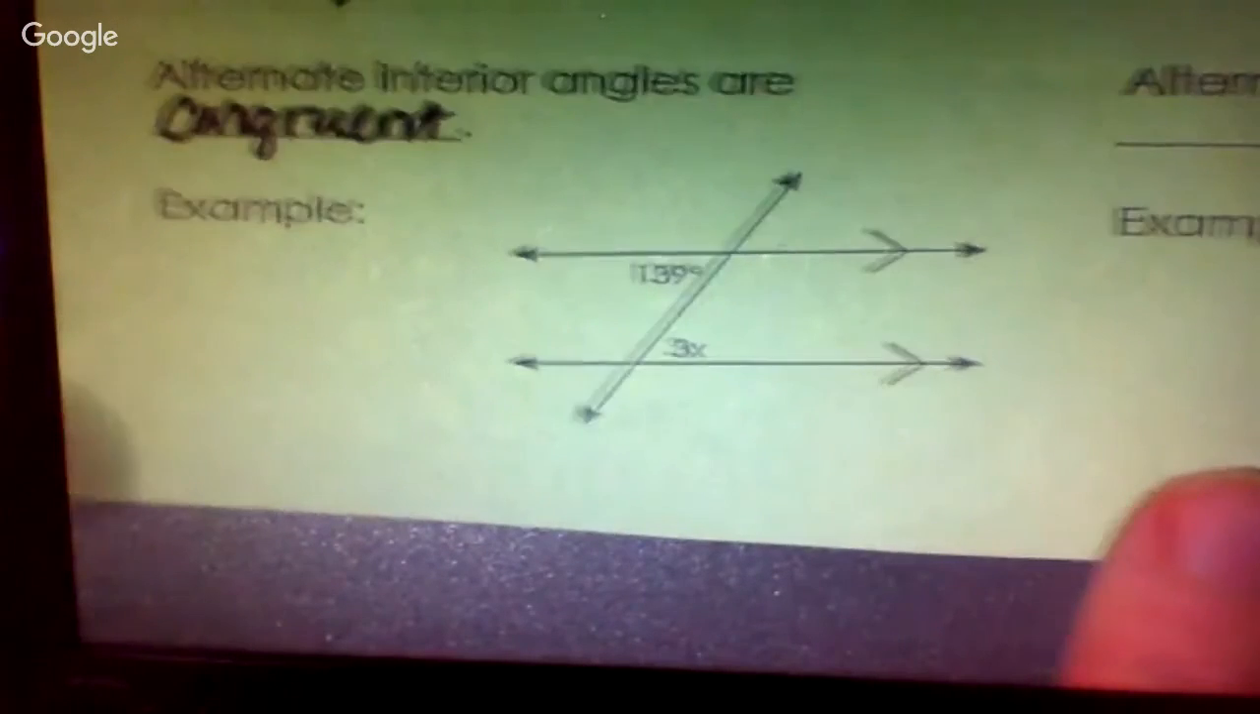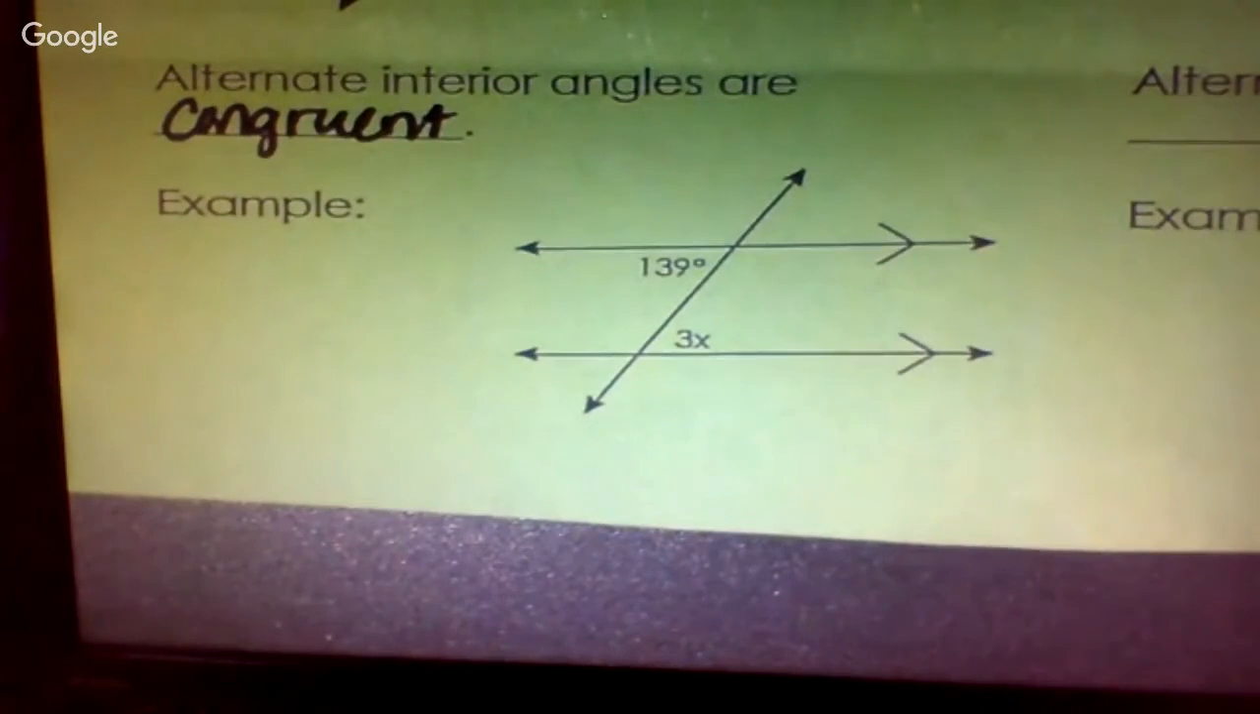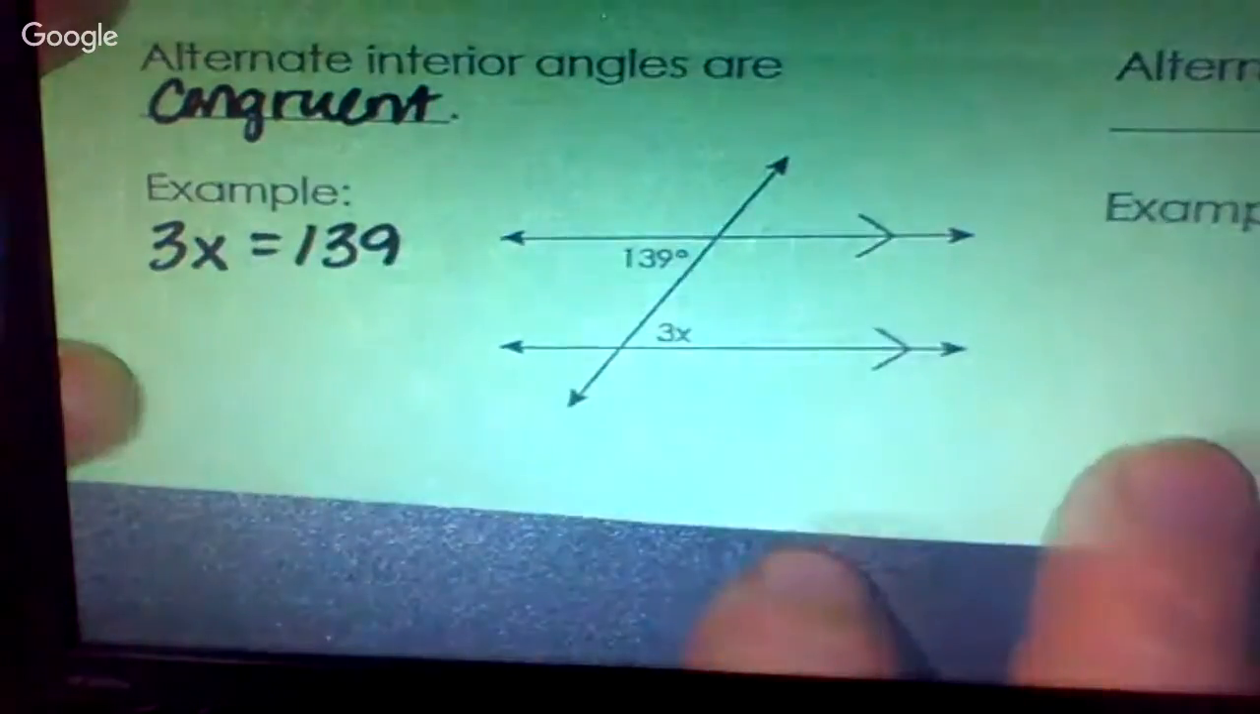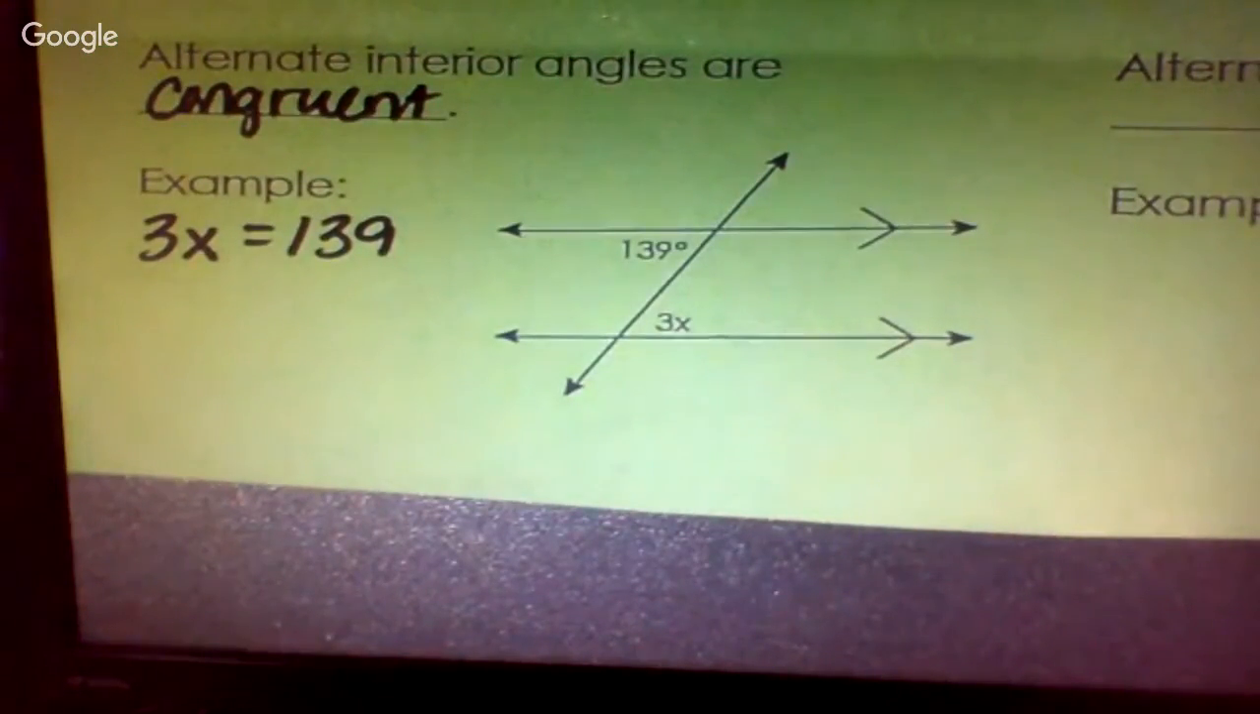So if they're congruent, how do I set up this equation? What should it look like, Dewan? If they're congruent, they're what? Equal. So what's the equation going to look like? Good. 3x, which is your one angle, should be equal to 139 because they're congruent. So they're equal to each other. Ashanti, how do I get x by itself? Divide.